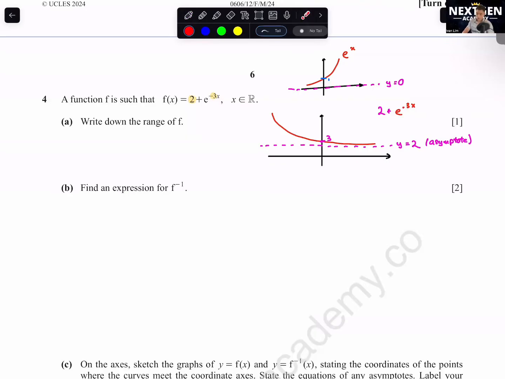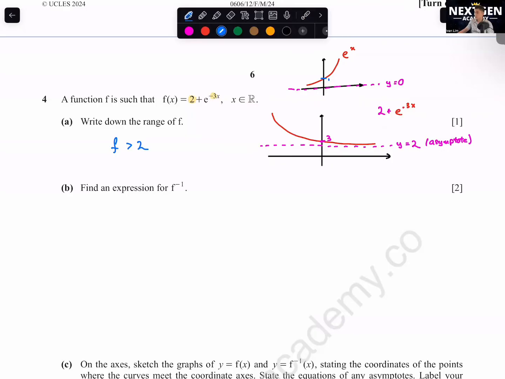Now they say write down the range of f. What is the range of f? Range means smallest to biggest y, right? So what is the range over here? The original range is y more than 0. Now y is more than 2. So we will write here f(x) is more than 2.